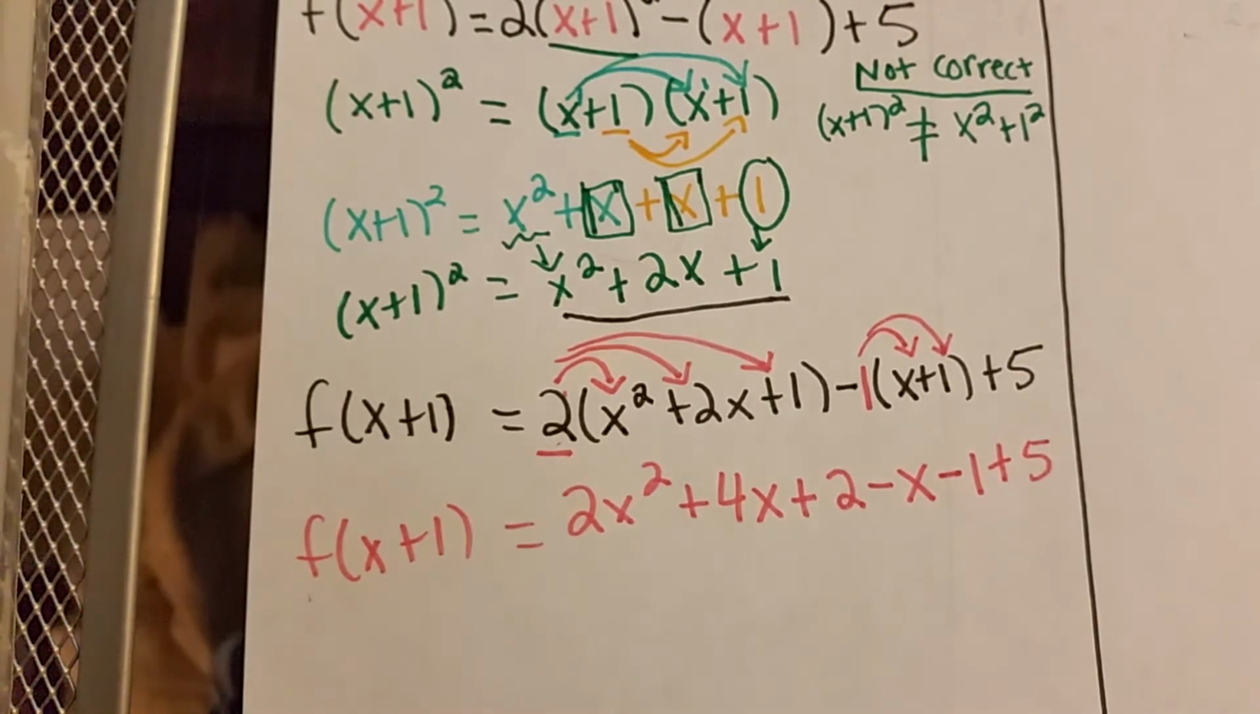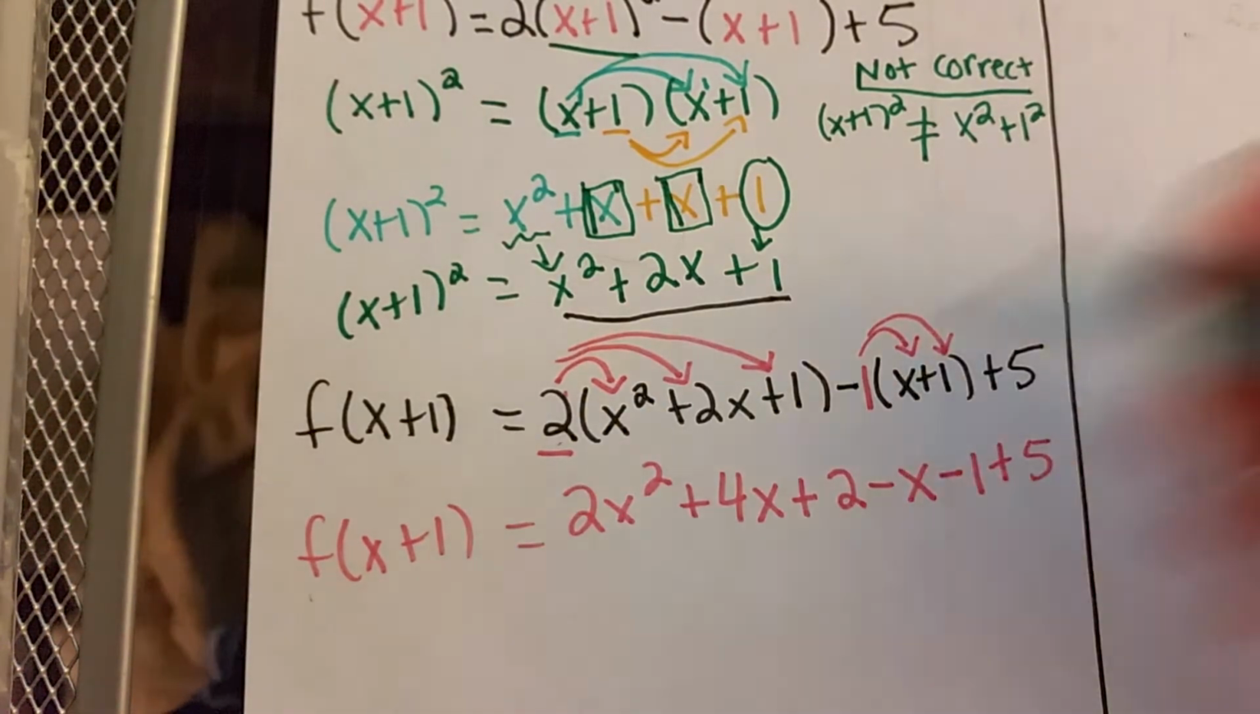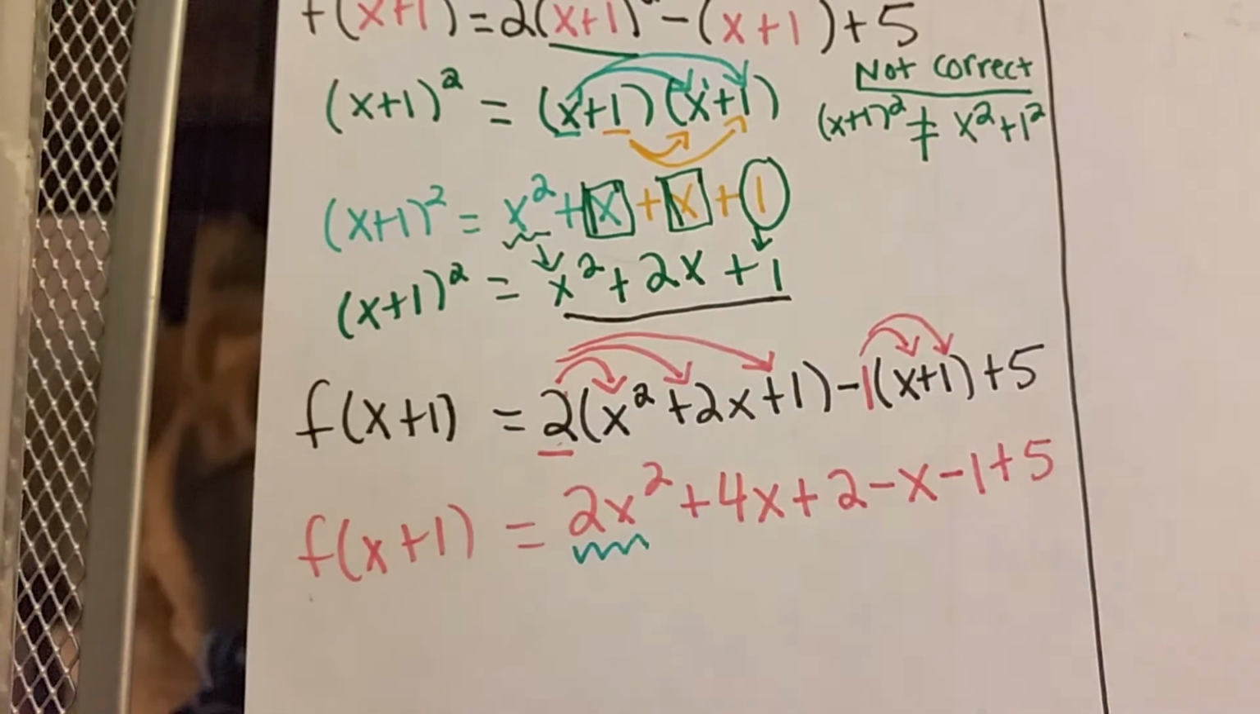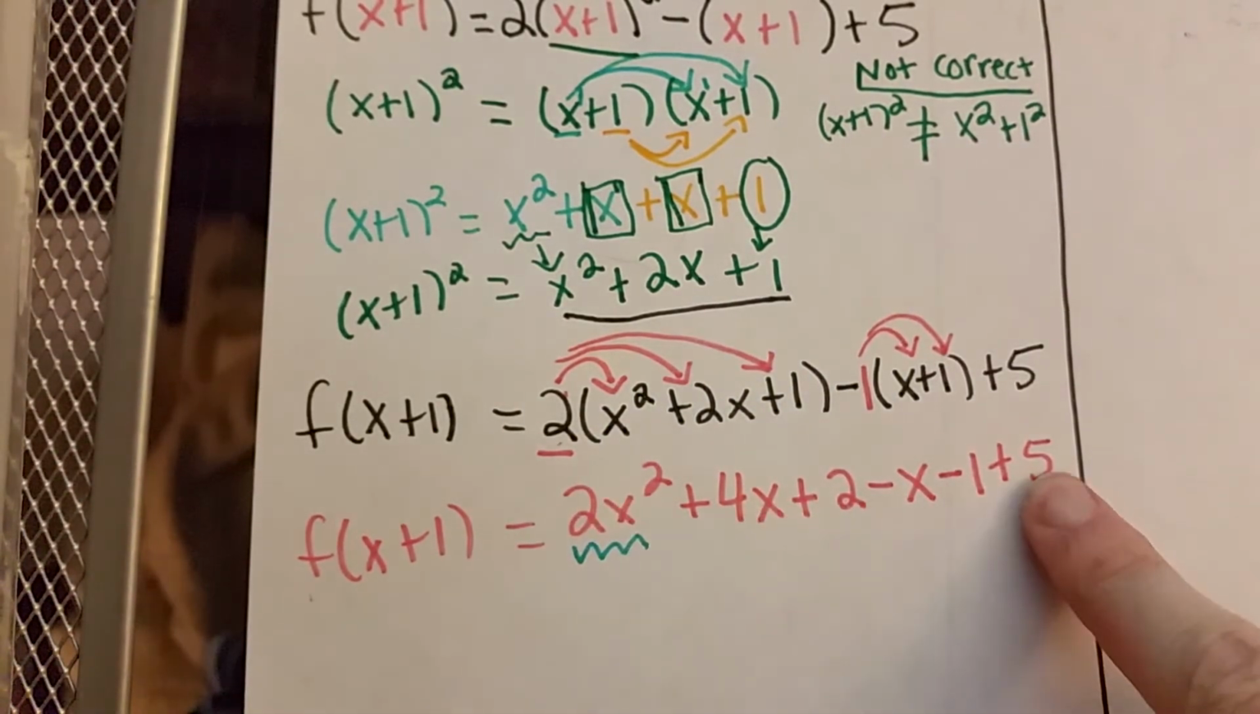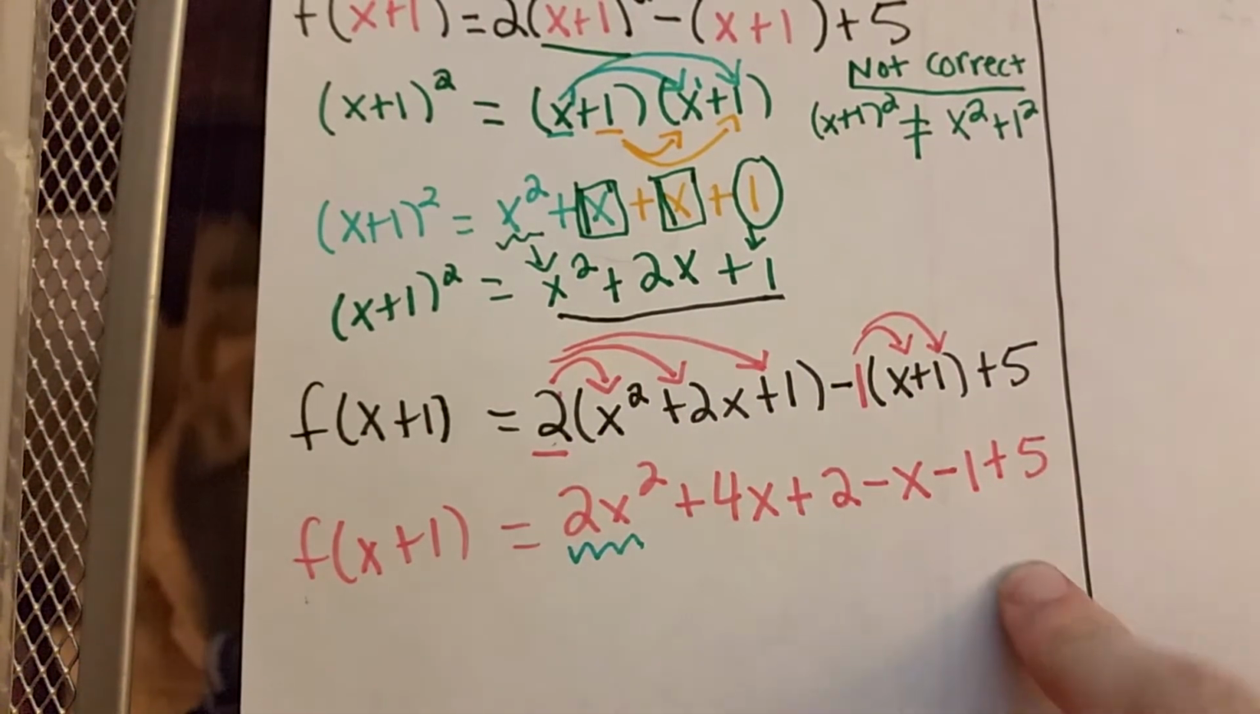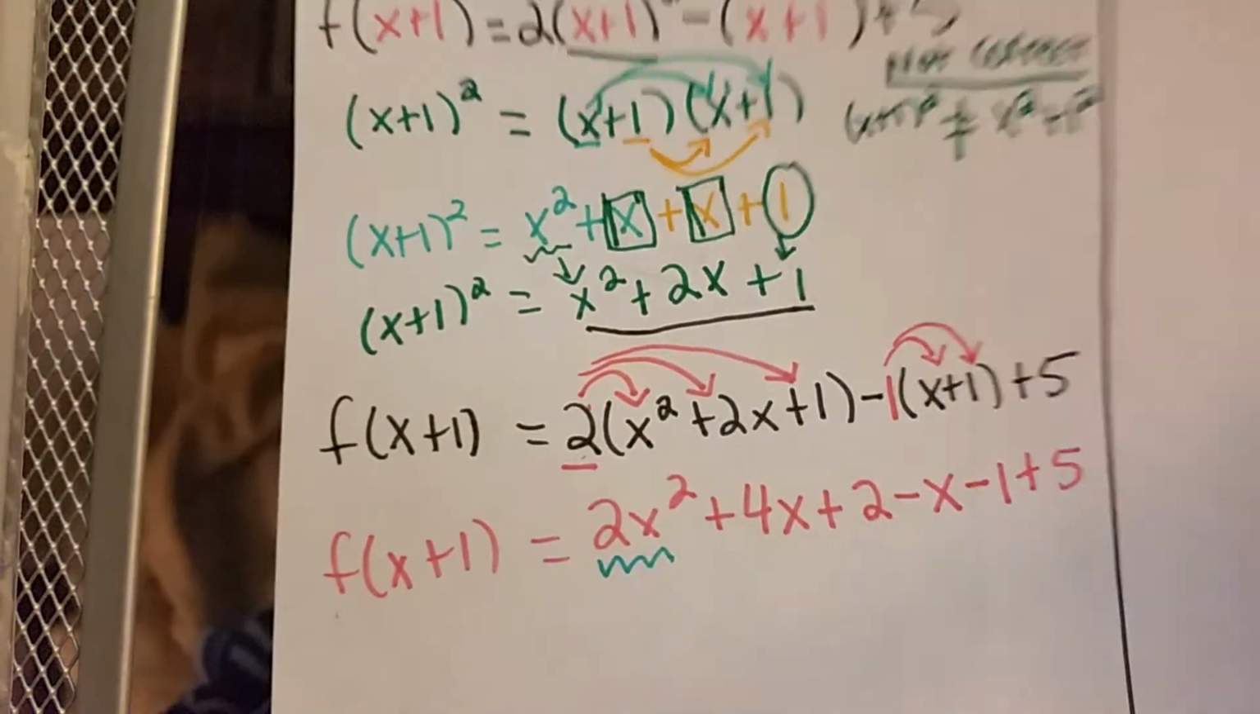Alright guys, so our last step in this problem is to combine all of our like terms, which we love to do. We're pros at that by now. Okay, so I'm going to start with my highest exponent term, which is my 2x squared. I look across, I don't see any other x squared terms, so I'm just going to bring it on down.